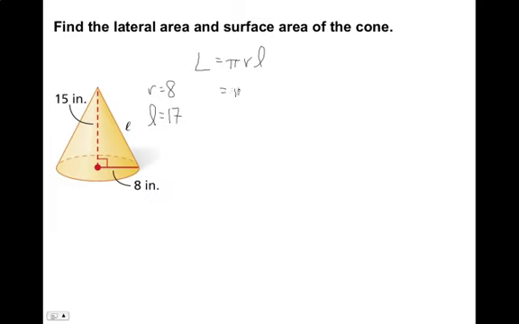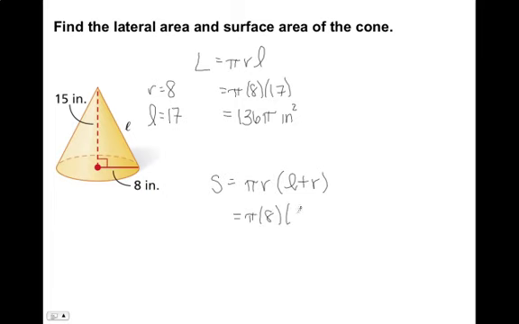So now when we plug in, substitute in, this is what we have, and leave your answer in terms of pi to get 136 pi square inches. That is our lateral surface area. Now for the total, we have pi times radius times the slant plus the radius again. We are using the same variables, so we already know our information. So pi times 8 times 17 plus 8.